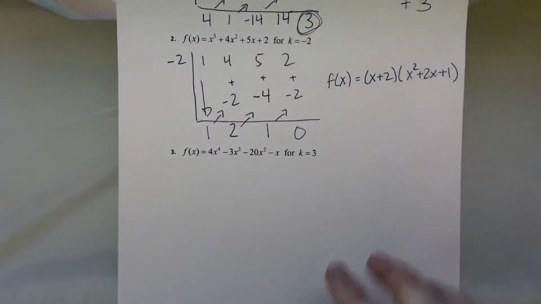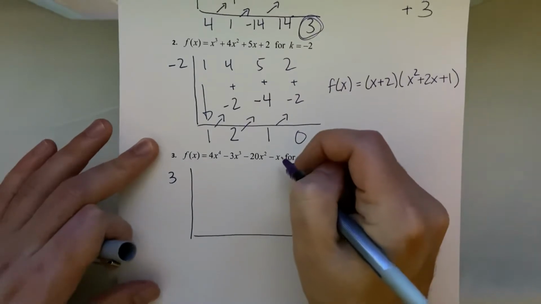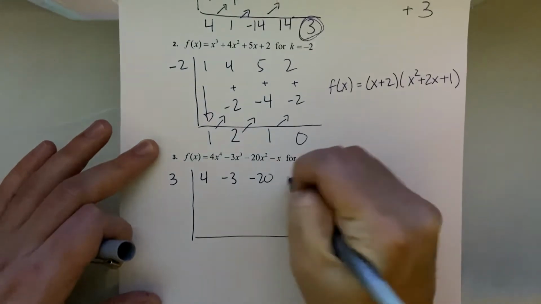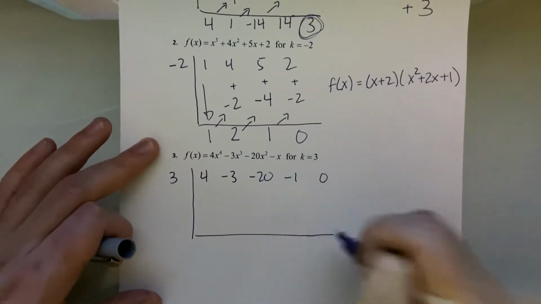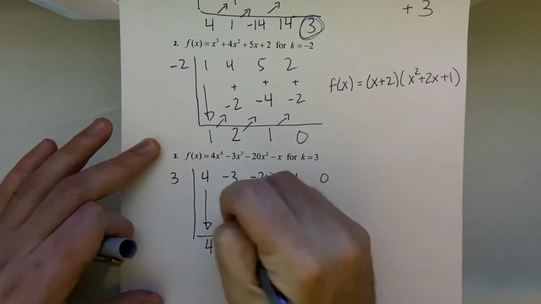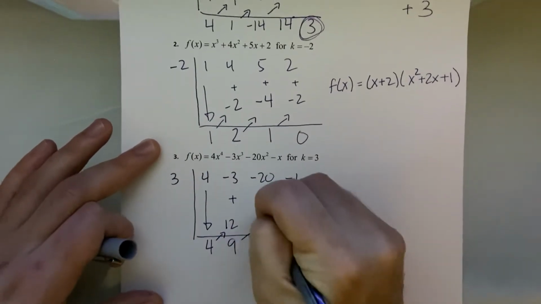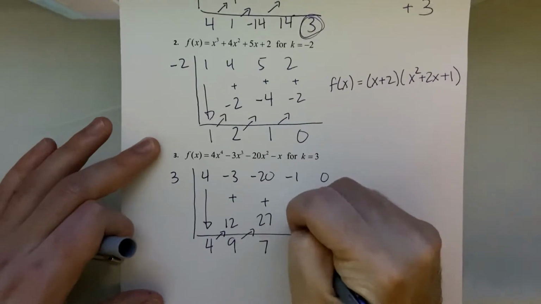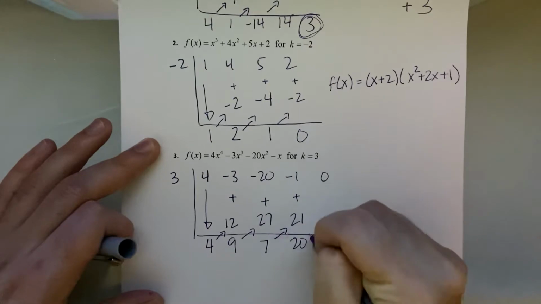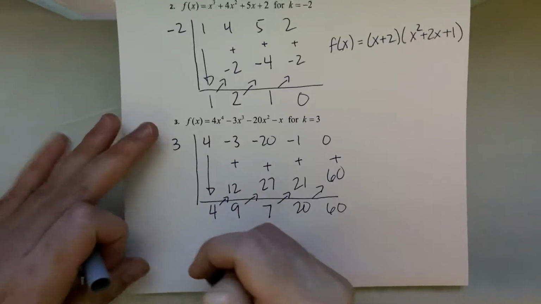Okay, so lastly, one more. 3 goes on the outside. We're missing a constant term here, so we need to bring a 0 down at the end. So 4, -3, -20, -1, 0. 4 comes down, 4 times 3 is 12. Add to get 9. 9 times 3 is 27. Add to get 7. 7 times 3 is 21. Add to get 20. 20 times 3 is 60. Add to get 60. So what is my function here?